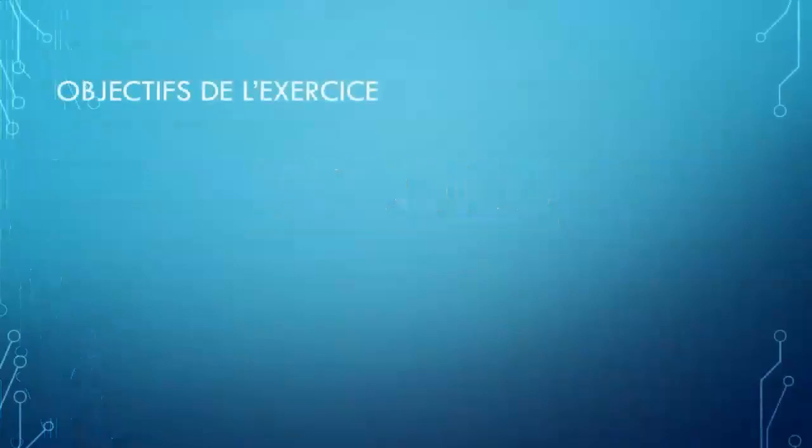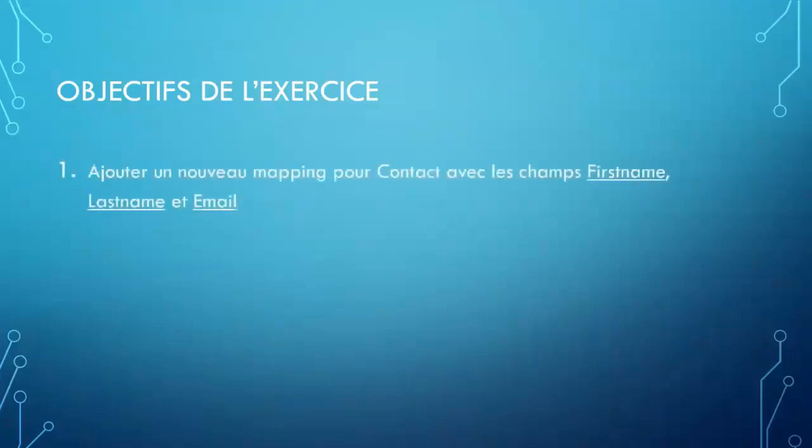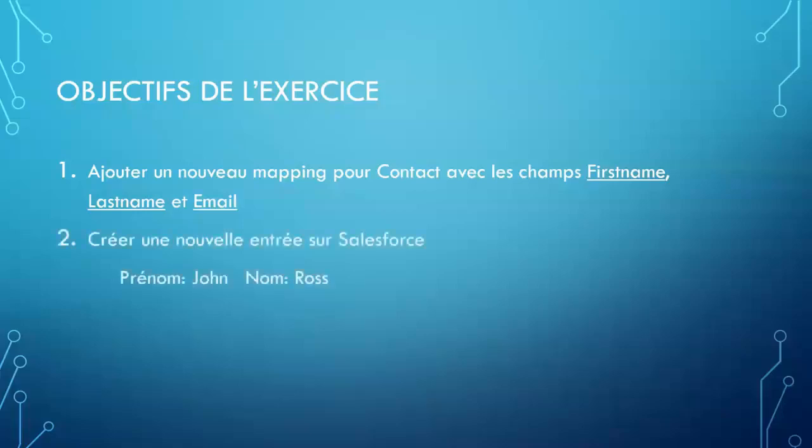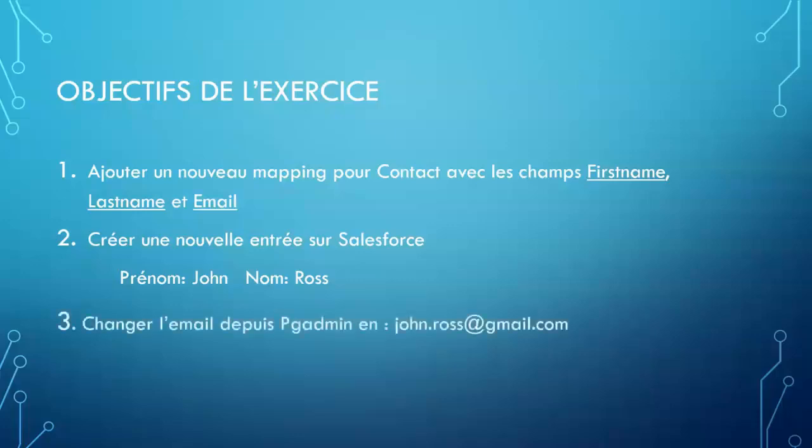Today's lesson will be an exercise where we will create a new mapping for the contact object of Salesforce. We will synchronize the first name, last name, and email fields. Then we will create a new entry on Salesforce that will be in contact. The fields are the first name, John, and the last name, Ross. To finish the exercise, we will need to change the email from pgadmin to john.ross@gmail.com. We will just have to check that the data has been transferred to Salesforce. Let's do it now.